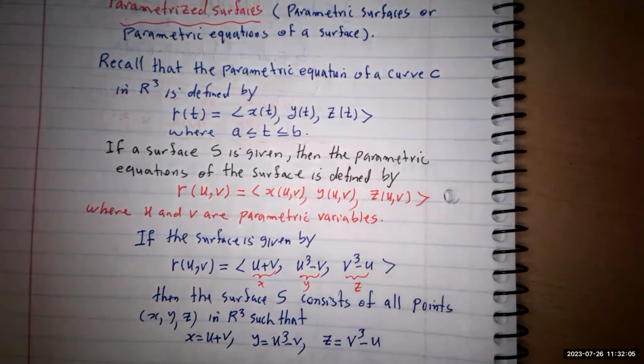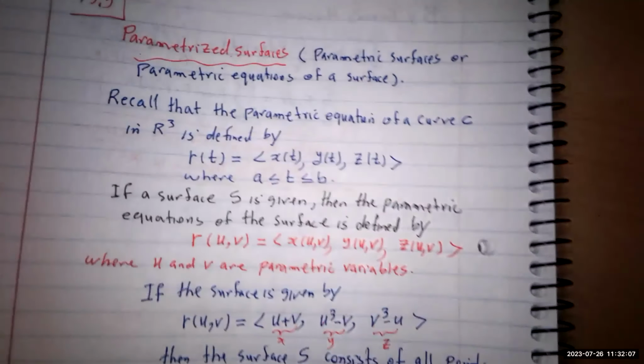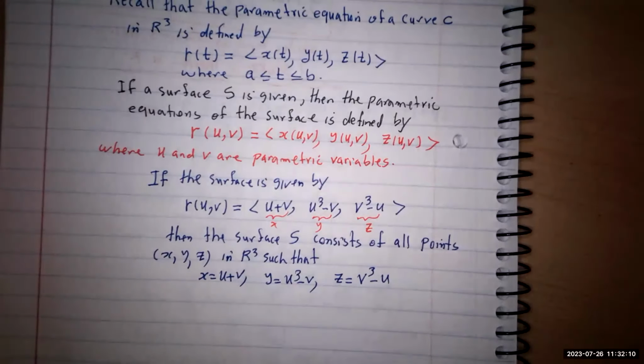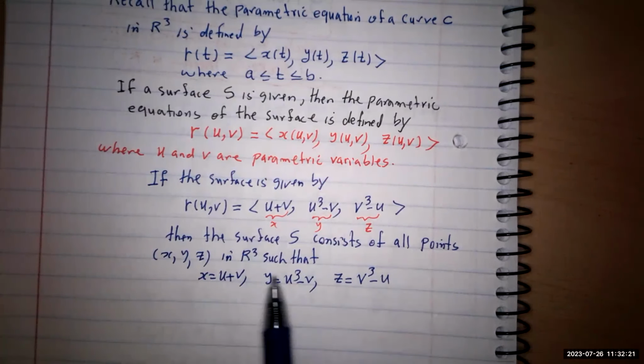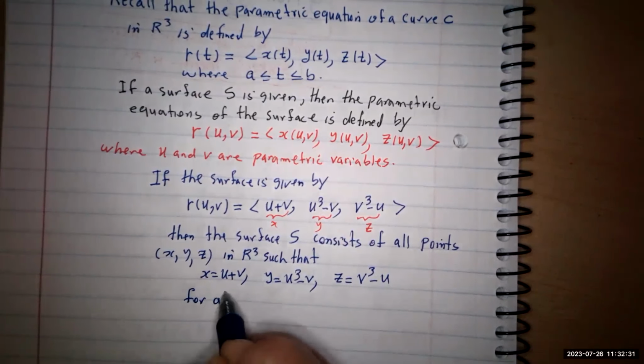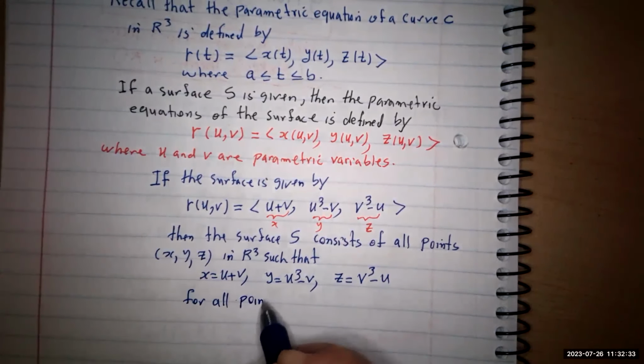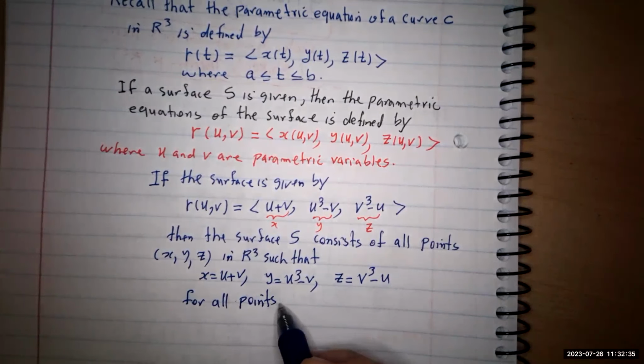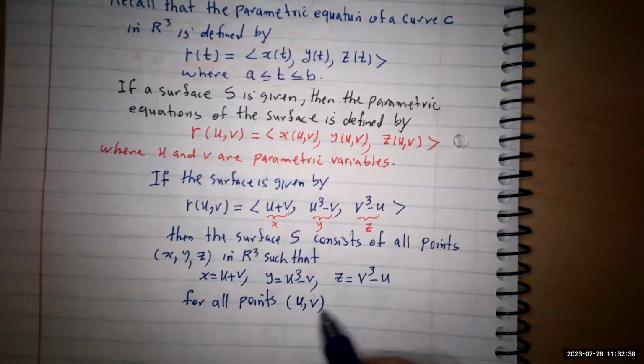So this means if you pick different numbers for the U and the V, you are going to have different points. There is no restriction over here. The domain is going to be all real numbers for the U and the V, of course. So if you pick any numbers, then the surface consists of points in R3 such that this is the case, where U and V are real numbers. So I can say that for all points U, V in R2.